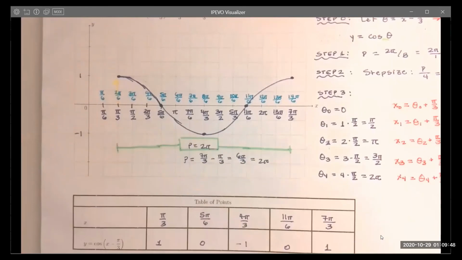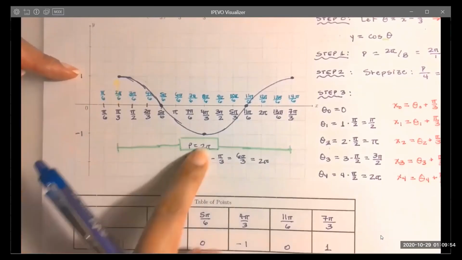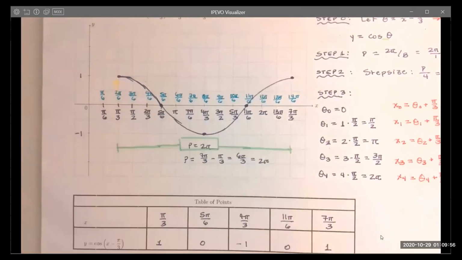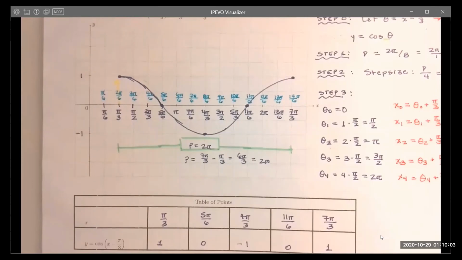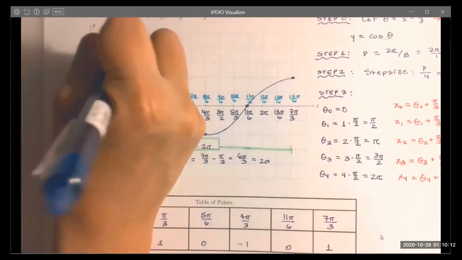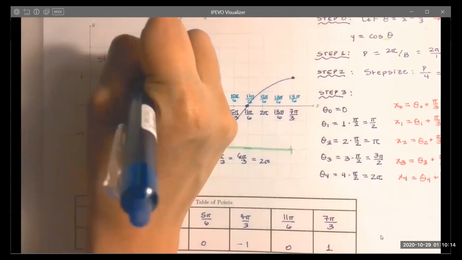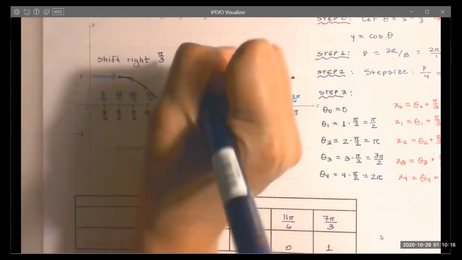But what has changed is that the graph for cosine normally begins at 0, 1 and then decreases and increases. Here it began at pi over 3, 1, which means that there is a shift happening to the right. And it's for pi over 3 units.